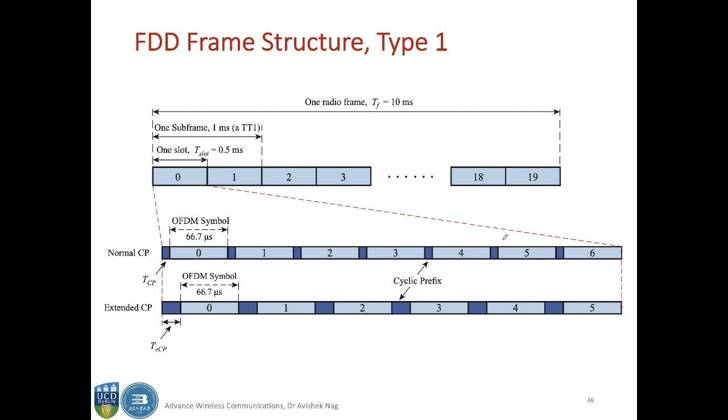So this is what we were just discussing. This is the frame structure. As you can see, you have 20 slots, 0 to 19. This is one complete radio frame of 10 milliseconds. And within that radio frame you have one subframe of 2 slots.